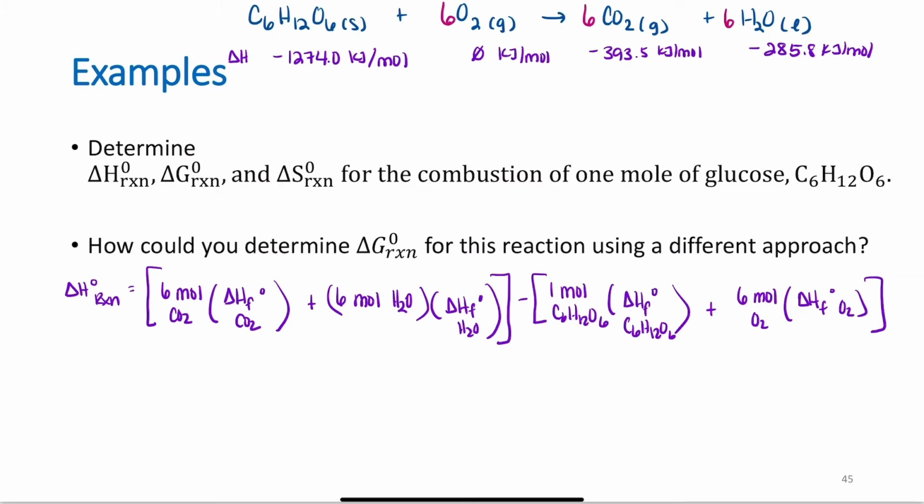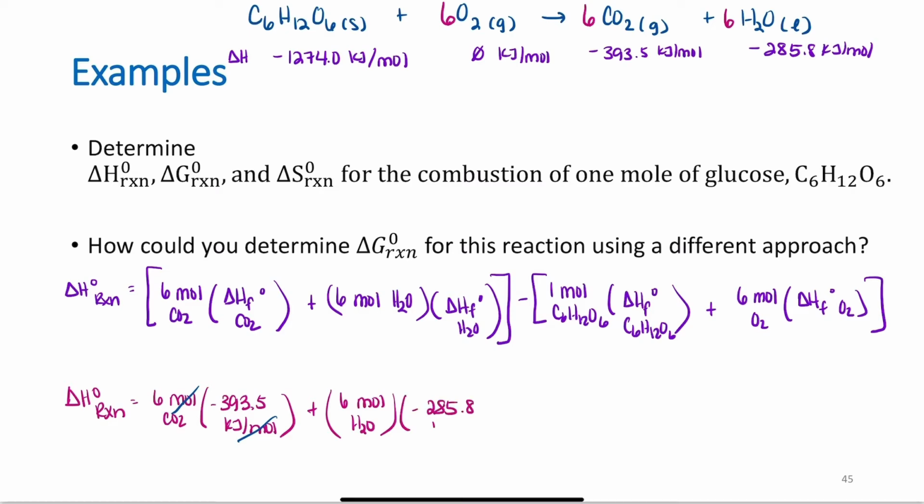Let's go ahead and plug in the numbers we have. So delta H for this reaction, 6 moles CO2 times negative 393.5 kilojoules per mole. That cancels out my moles for me. Plus 6 moles H2O times negative 285.8 kilojoules per mole. That cancels out my moles here. Is the sum of that.